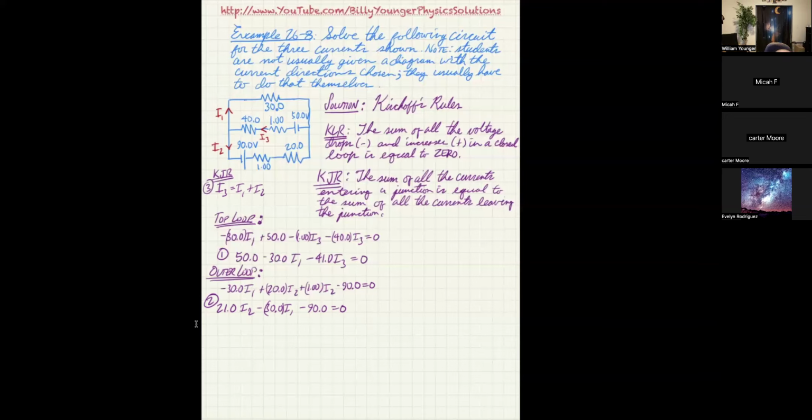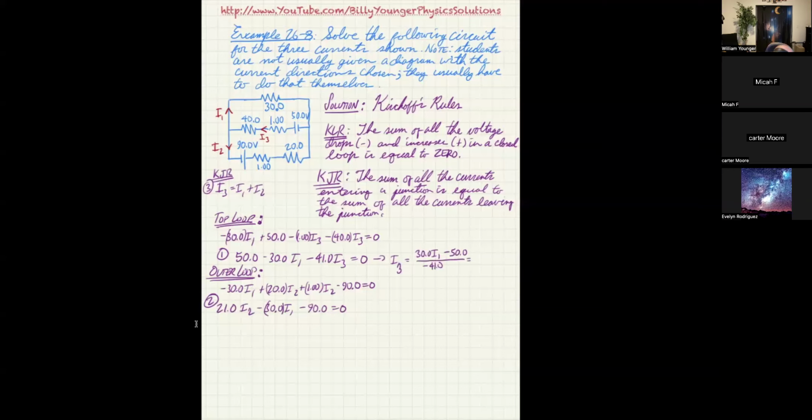Okay, so if I solve this one for I3, what I'll get is I3 is equal to, now what's going to happen is I'm going to pull the 30 I1 to the other side. It's going to become positive. That's 30.0 I1. And then I'm going to pull the 50 over there too, and that's going to become minus 50. And then I got to divide by a negative 41. And that is what I3 is.